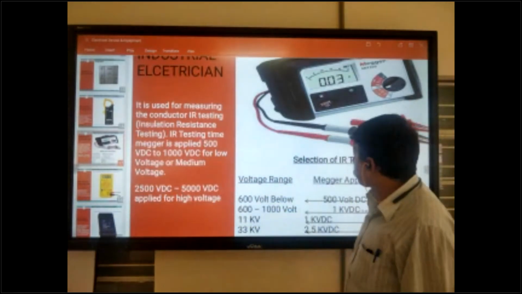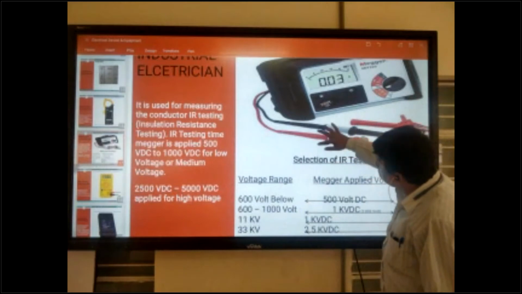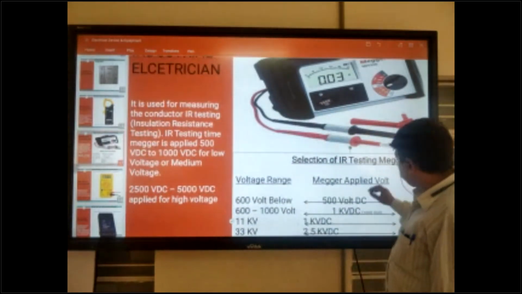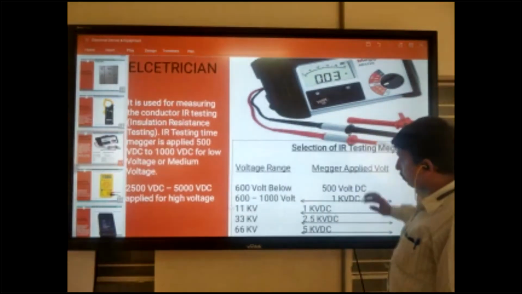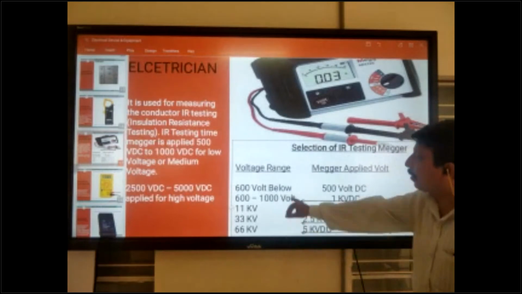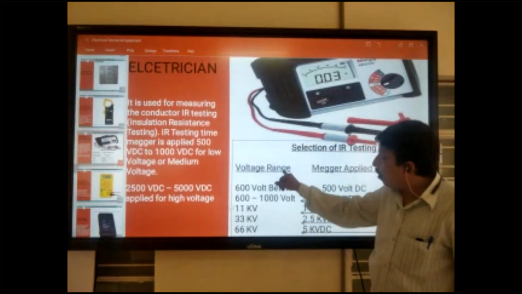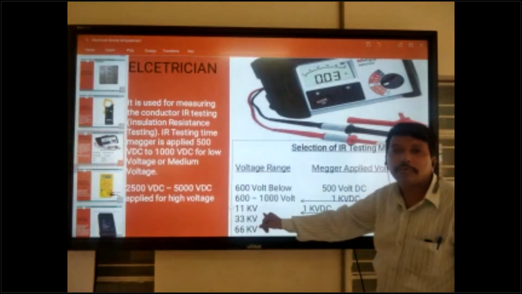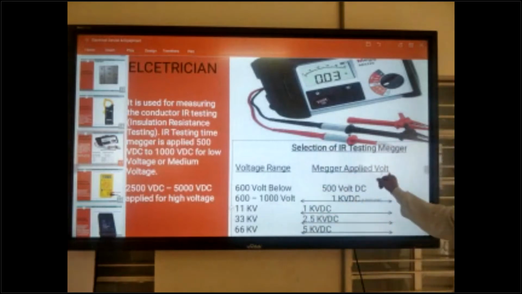Voltage range, how many voltage ranges we can do? Okay, selection of IR testing time measure. I will give this one voltage range. How many volts you want to select, and the measure applies that voltage. How many volts you can apply in the megger, the system applies.